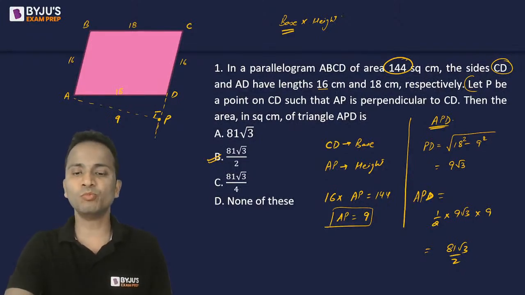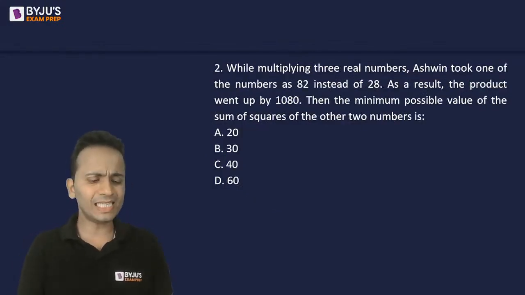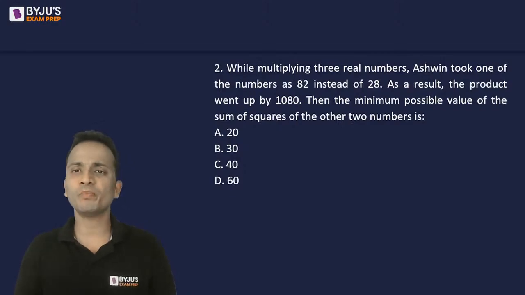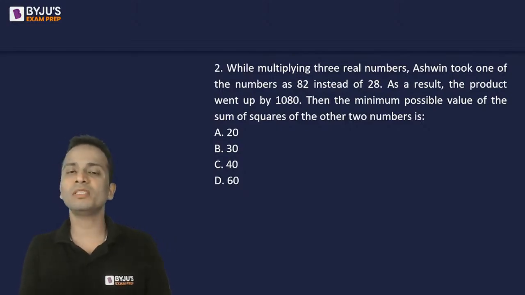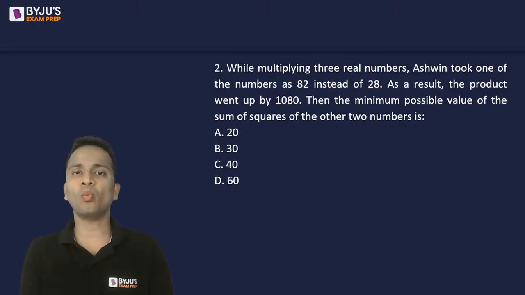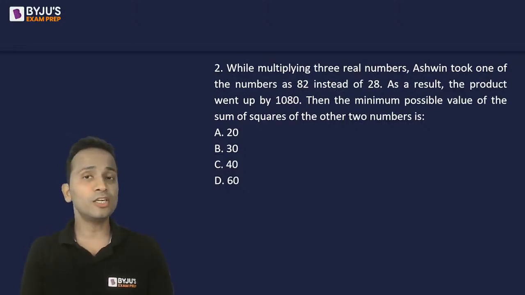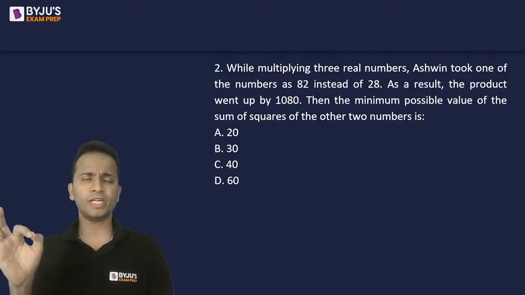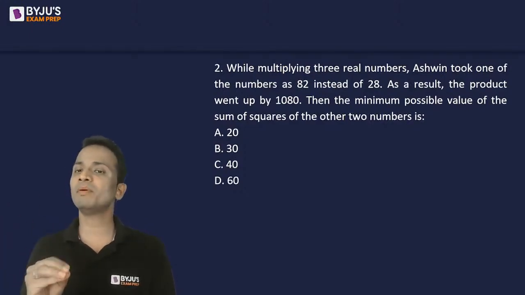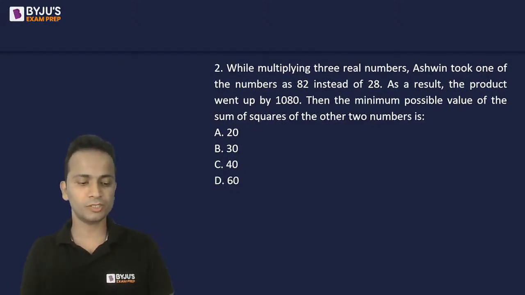Okay, now with this, let's move on and look at the next question, question number 2. Now question number 2 is easy and I'm expecting a good response from each and every one of you. While multiplying three real numbers, Ashwin took one of the numbers as 82 instead of 28. As a result, the product went up by 1080. Then we have to find the minimum possible value of the sum of the squares of the other two numbers, the other two numbers which were taken correctly.